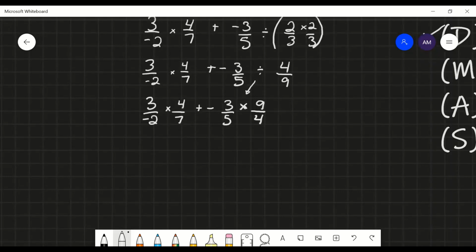So let's try this multiplication first. 3 times 4 is 12 over negative 2 times positive 7. So if you recall, a negative times a positive makes a negative, and 2 times 7 is 14. Now, what is a plus minus? That would make a minus. 3 over 5 times 9 over 4. That would just be 3 times 9, the two numerators, which would be 27, over 5 times 4, which is 20. So this is starting to look a little bit more simple.